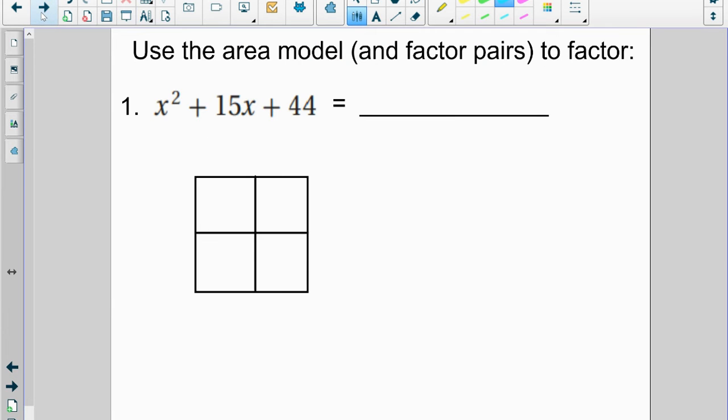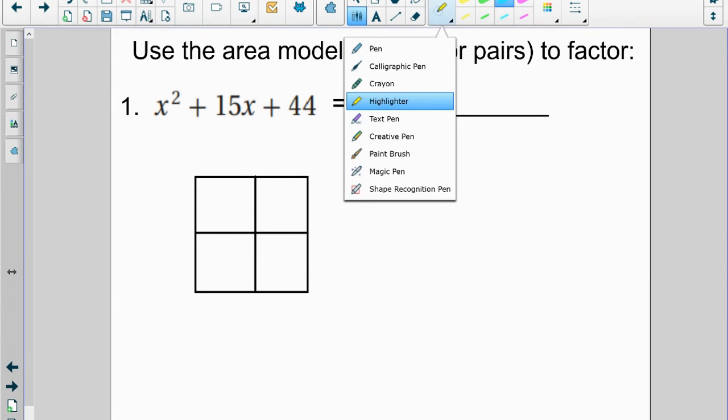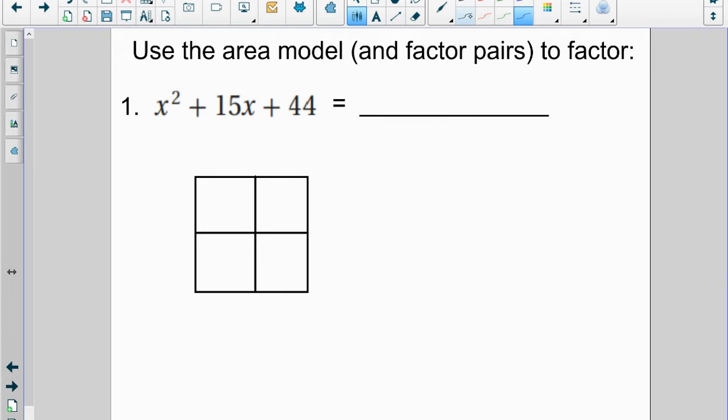And I like to look at this kind of like a puzzle. It's our area model, but it really is just a puzzle. We are going to take our trinomial, x squared plus 15x plus 44, and if you remember how we multiplied binomials in the warm-up, we have to take something times something else that is going to equal this x squared plus 15x plus 44.